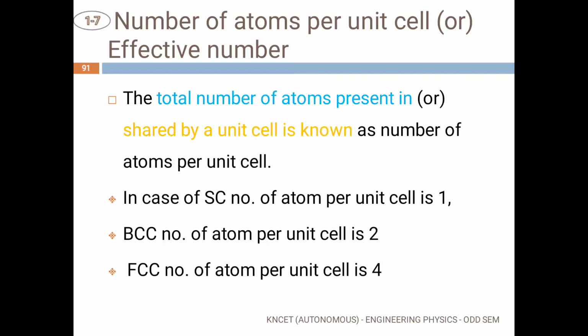Number of atom per unit cell is defined as the total number of atom present in or shared by a unit cell. In case of simple cubic, it is 1. In case of body-centered cubic structure, it is 2. In case of face-centered cubic structure, it is 4.